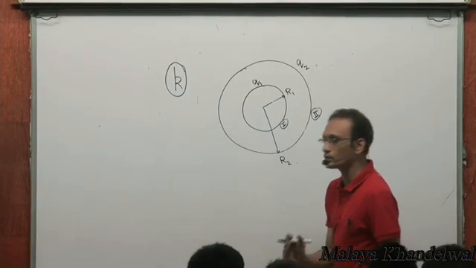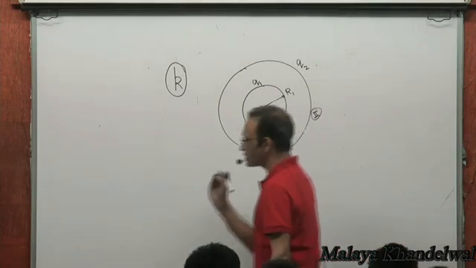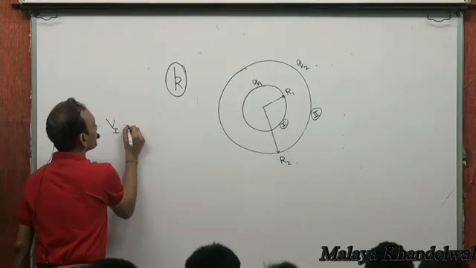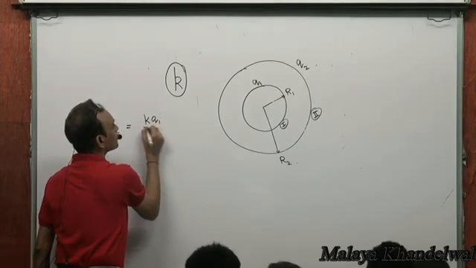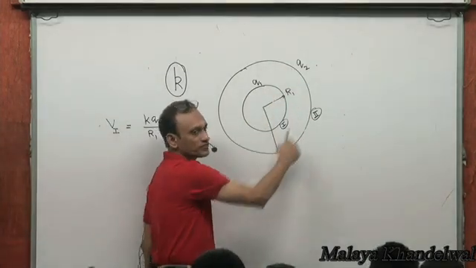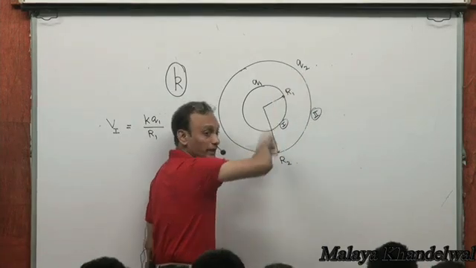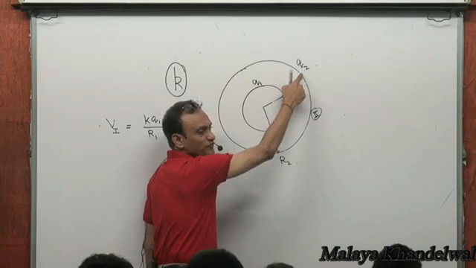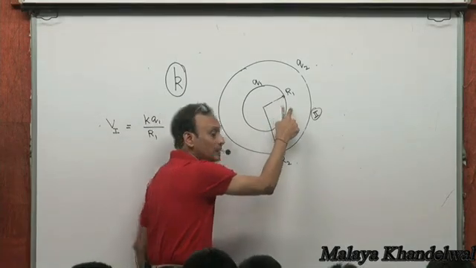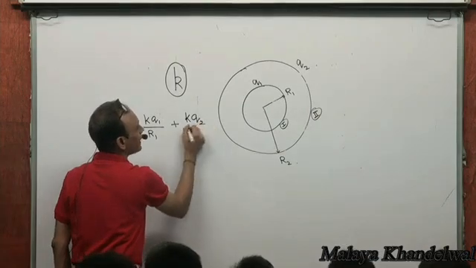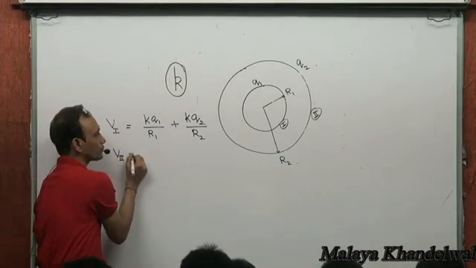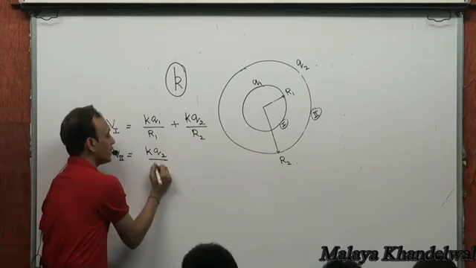Let me still do it one more time for the sake of everyone, because it has an important instruction to communicate. What's the potential on 1 because of its own charge? kq1 by r1. Now, if q2 is uniformly distributed on the surface, then the potential on the surface because of q2 is the same as the potential anywhere inside. The potential on the surface of 2 because of its own charge is kq2 by r2, and that's also the potential it produces on 1. So the potential on 1 because of q2 is kq2 by r2. Now, the potential on 2 because of its own charge is kq2 by r2. Yes or no?